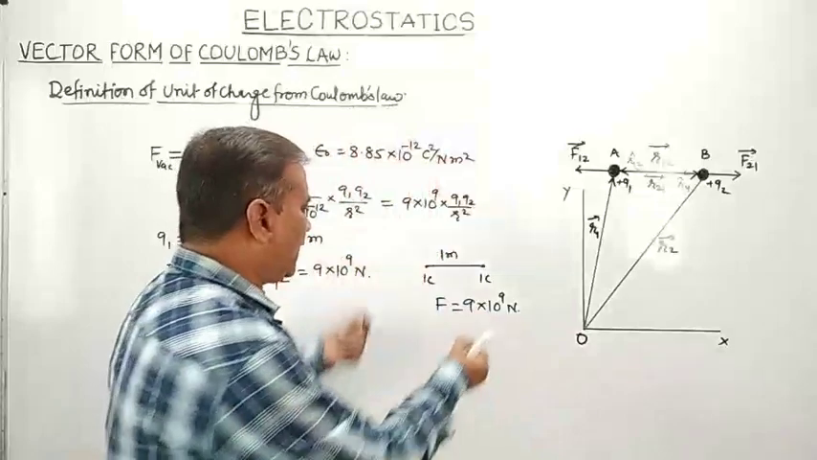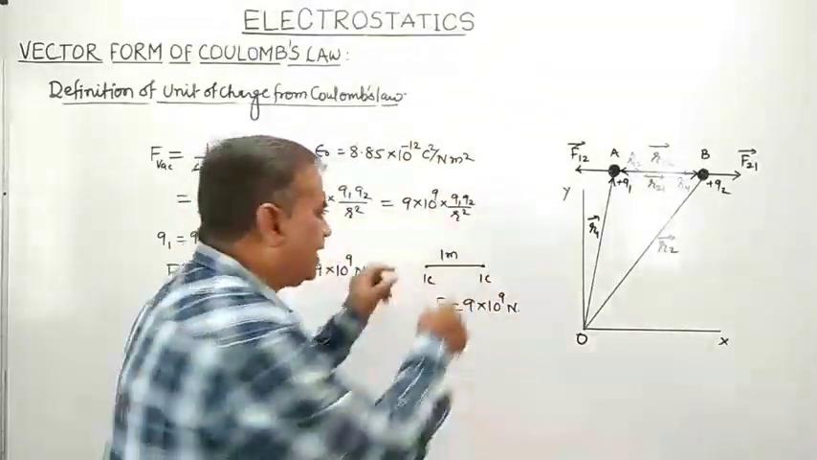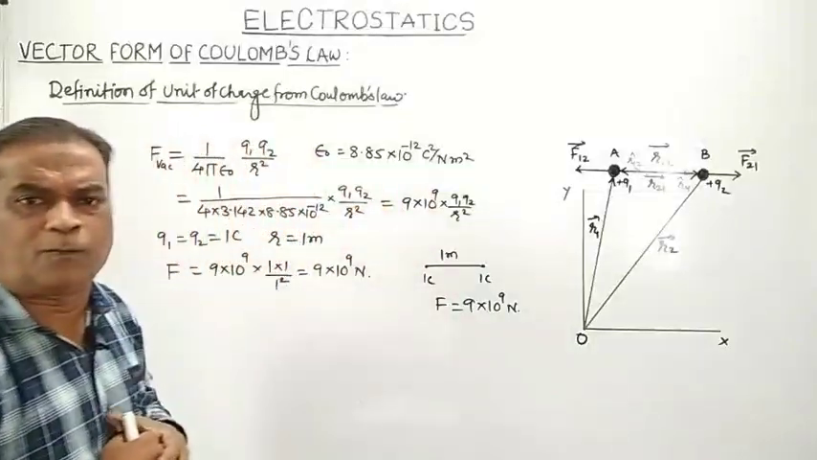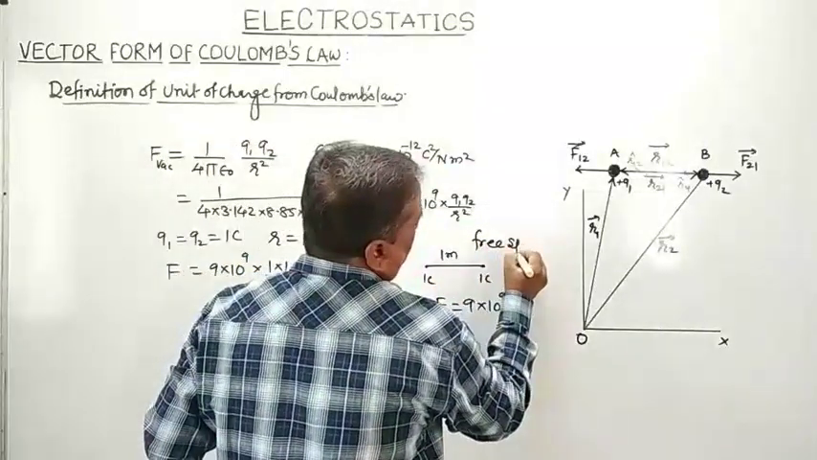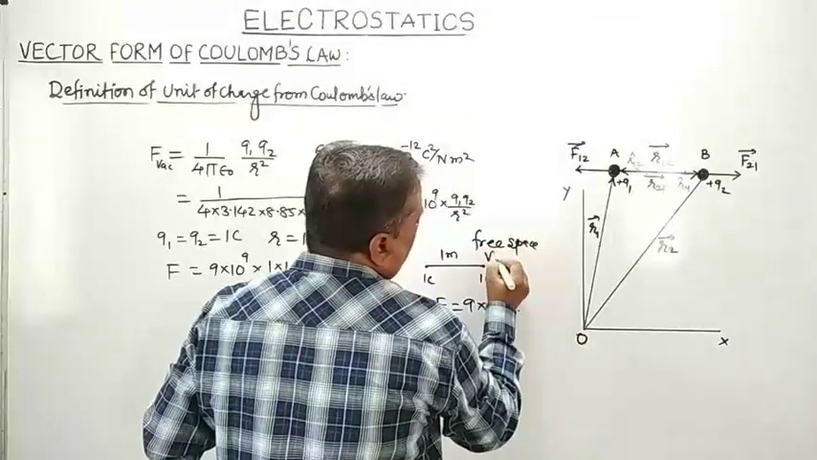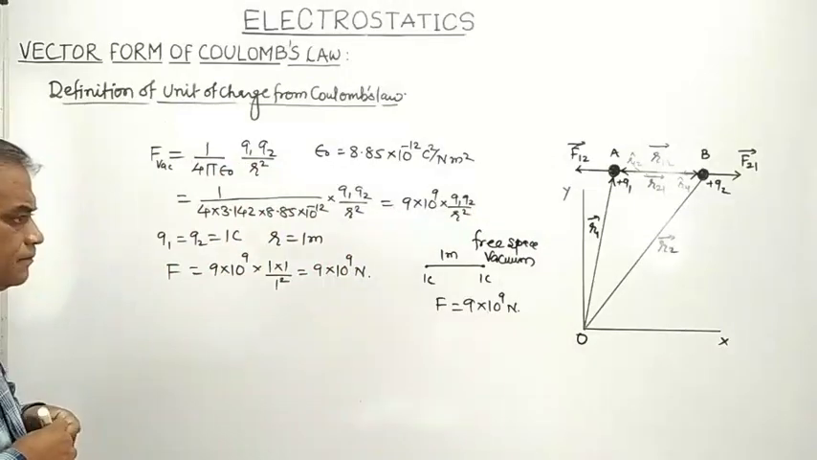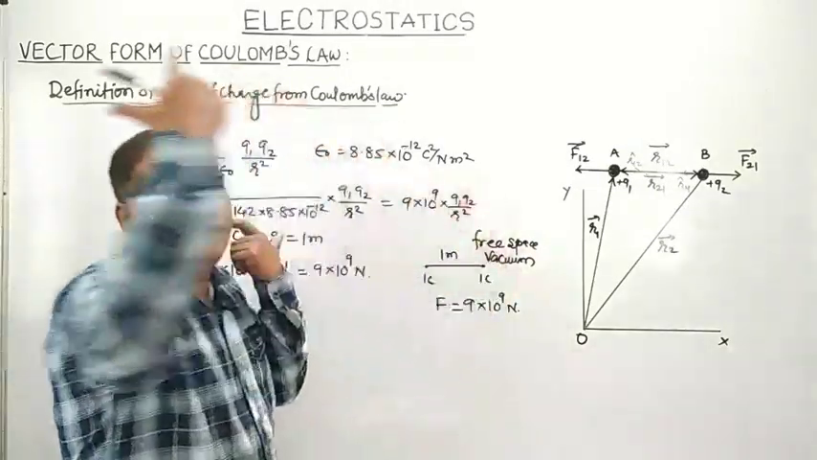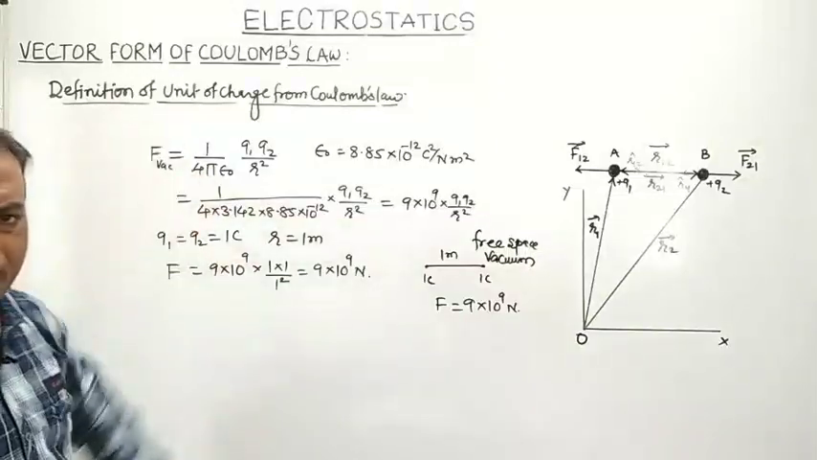Meaning, if we are having two charges each of value 1 coulomb, and if they are separated by a distance of 1 meter in free space or in a vacuum, what is the force experienced by them? It is 9 into 10 to the power 9, which we had calculated already.